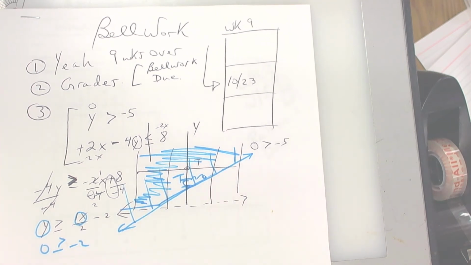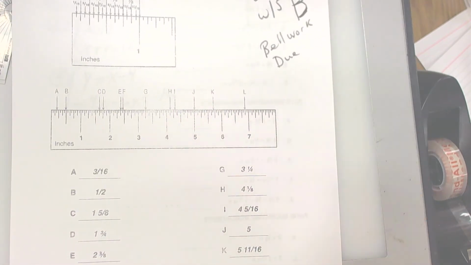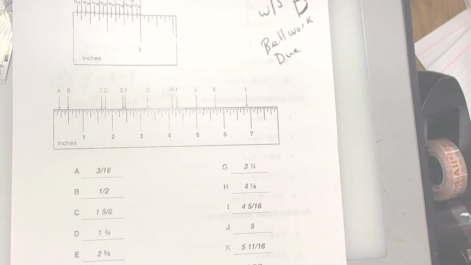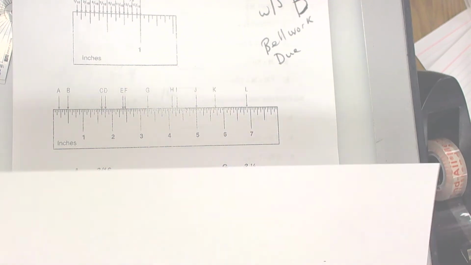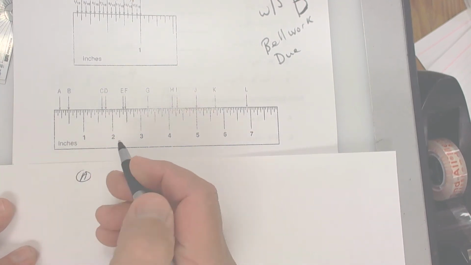Okay? And what we're doing today is measuring. Now when you get your worksheet, these are the answers. So I want you to take another sheet of paper and just cover up the answers, because I want you to do it, but I want you to see the answers. So put A. Let's take a look at A.